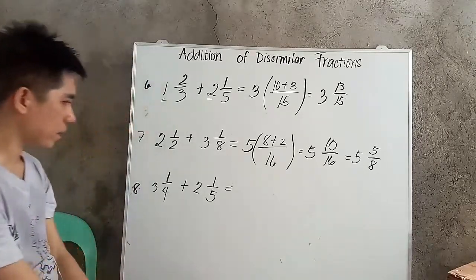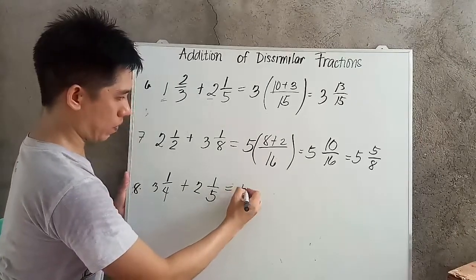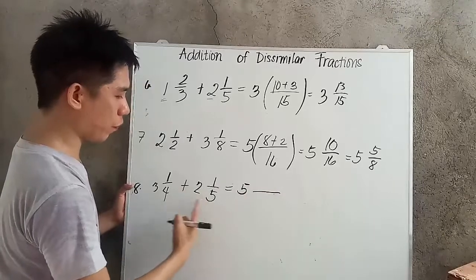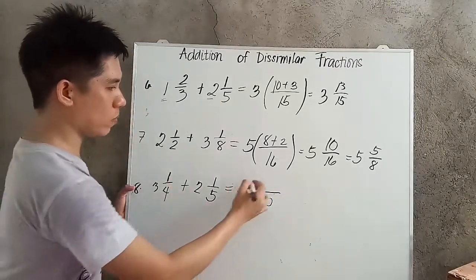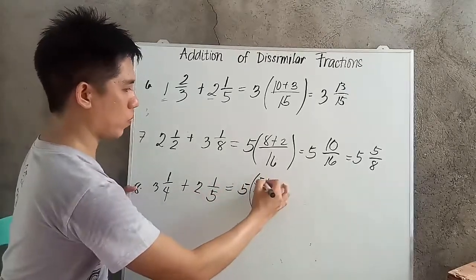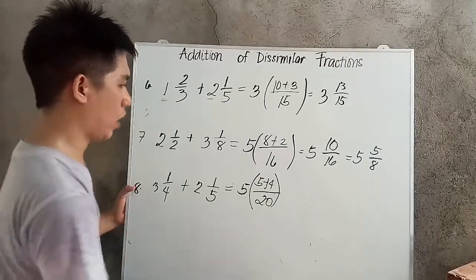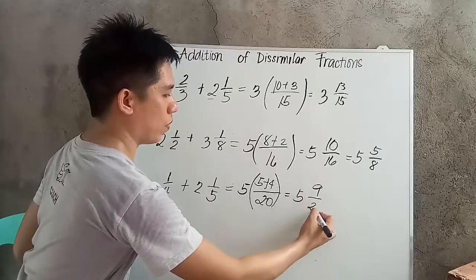Next, 3 plus 2 is 5. Then for the denominator, 4 times 5 would be 20. Then cross multiply: 4 times 1 is equal to 4. So we have here 5 and 9 over 20.